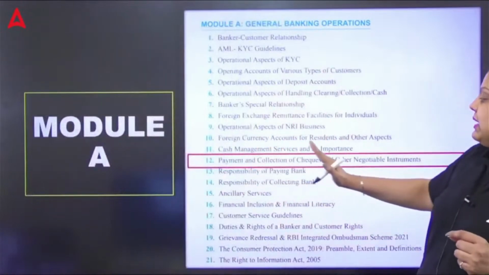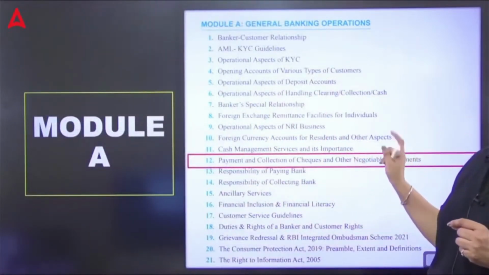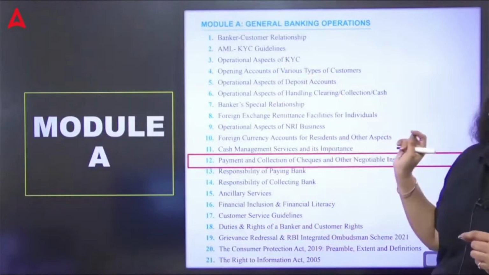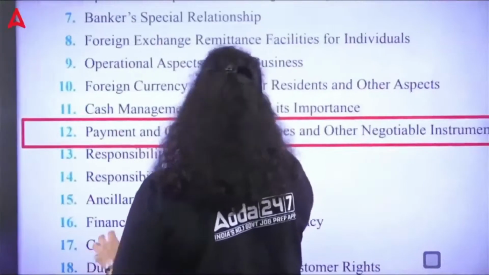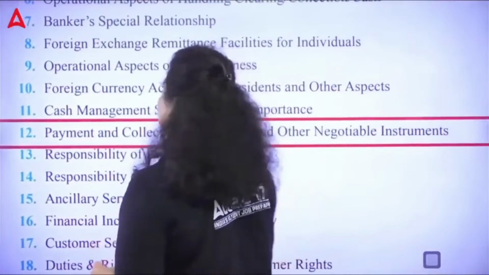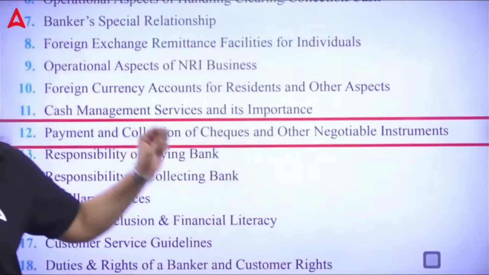Before going towards the questions, let's understand what this topic talks about: the payment and collection of cheques and other negotiable instruments. So cheque is also a negotiable instrument. What is a cheque? A cheque is also a negotiable instrument. So this is your Chapter 12.